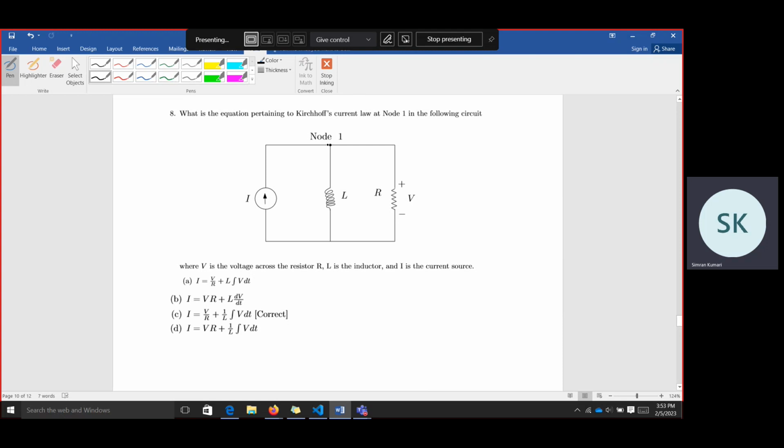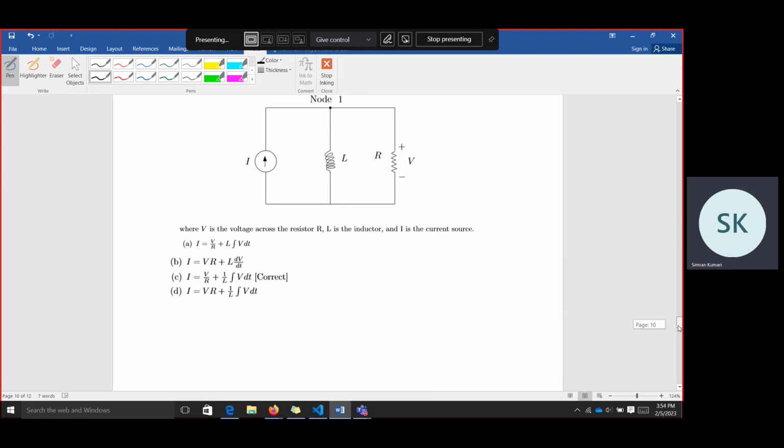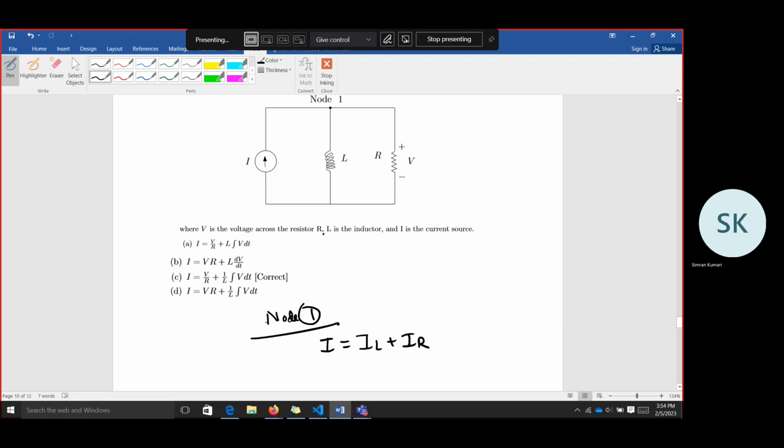We know the equation for each element, no? V equal to L di by dt, and for the resistor, I R equal to V. So if we apply Kirchhoff's current law for this node, I should be equal to IL plus IR. Suppose there is a current going through IR and IL.